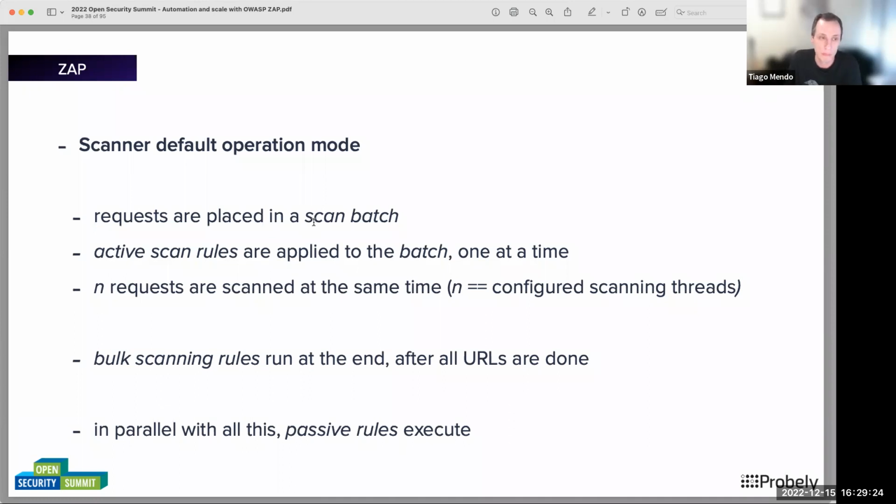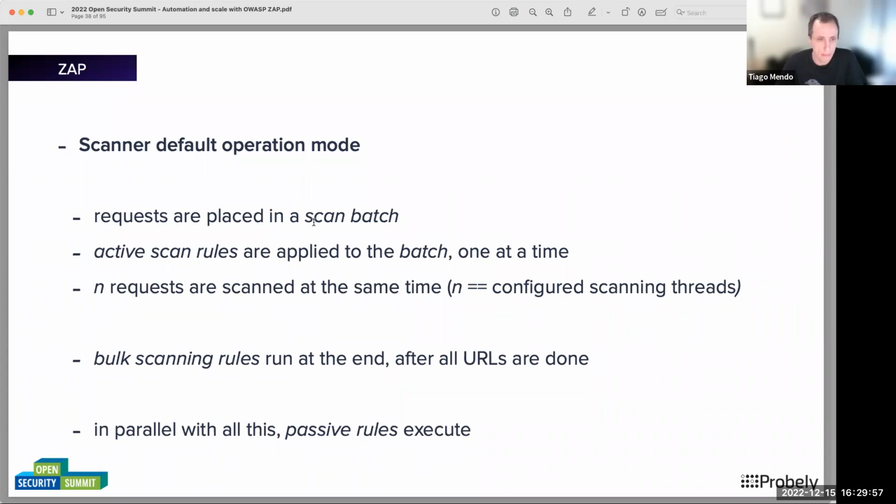So it tests a single vulnerability at a time on a single URL at a time. And of course, you can configure multiple threads. So if you want to increase the scan speed, you can say scan with 10 scanning threads. And this means basically that ZAP will do 10 requests at the same time.